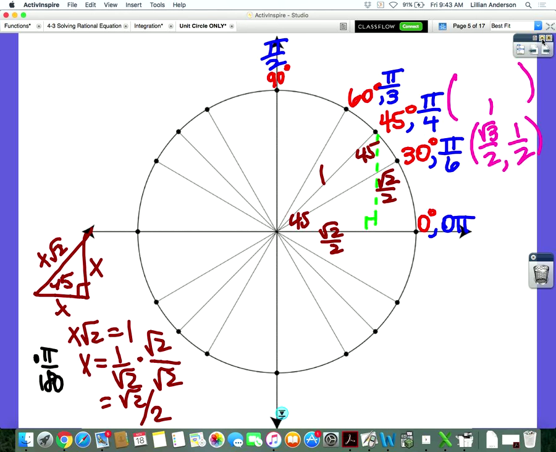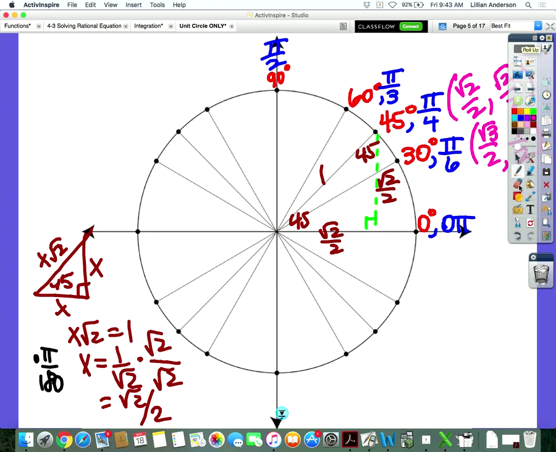So, what's my ordered pair? Root 2 over 2, root 2 over 2. Questions on that? Last one is the 60.